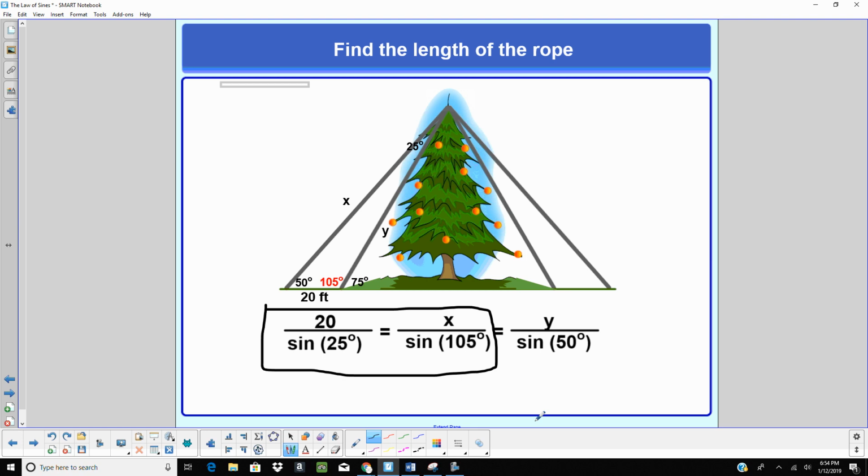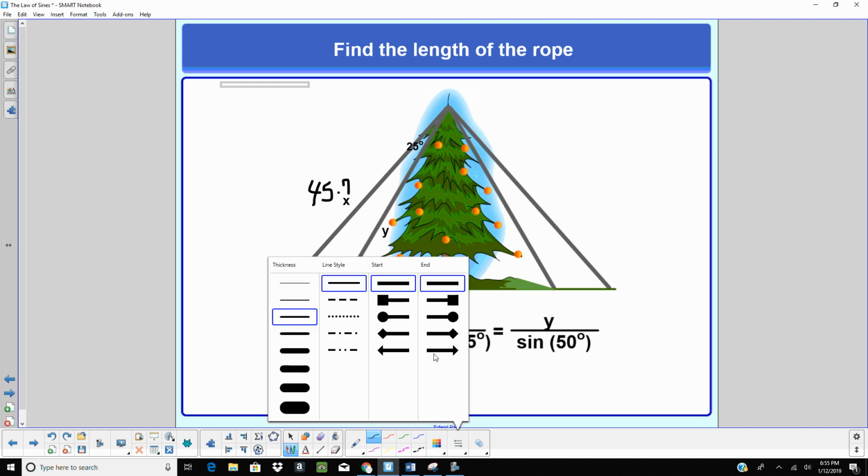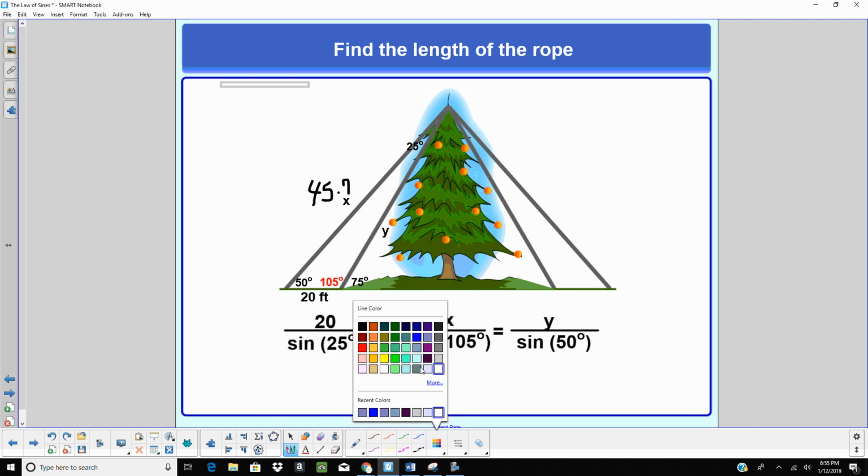And when I do that, I should get 45.7. Now, I'm going to set up and solve for y. And when I do that, what I'm going to do is set the first and third fractions equal to each other. So I'm just going to pretend there's no giant space here and say that those two are equal to each other.